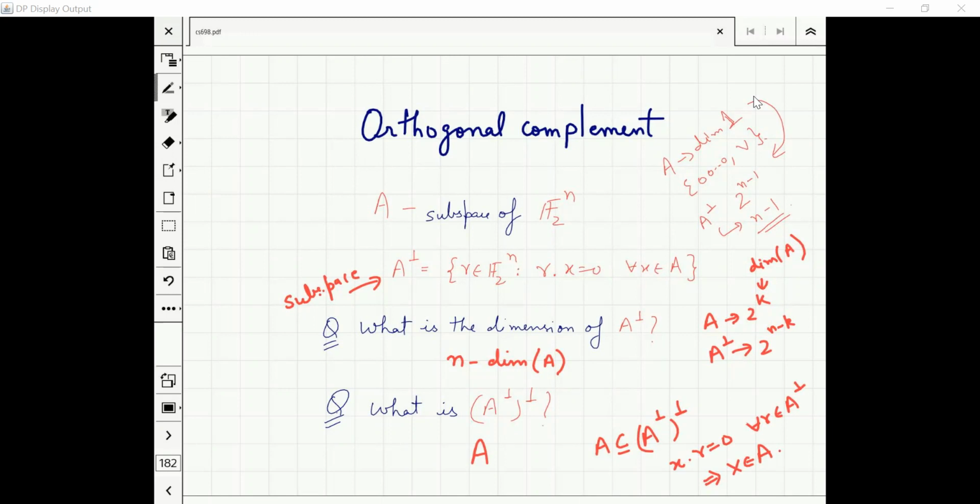Again, this is a simple exercise. You can try it. This is what shows that A perp perp is actually nothing but A. One side is really obvious: A is contained inside A perp perp. The other thing to show is that if something is perpendicular to everything in A perp, then it has to be in A. Just look at the basis of A and take the arguments, and this will give it to you.